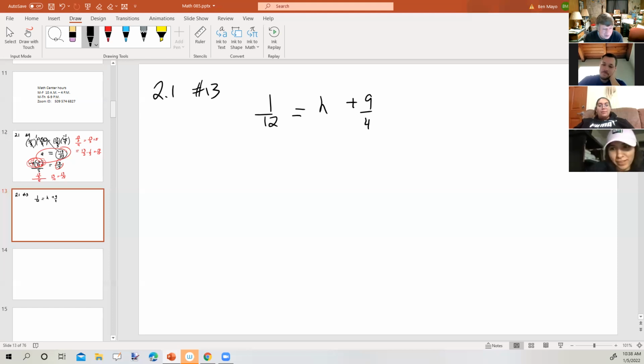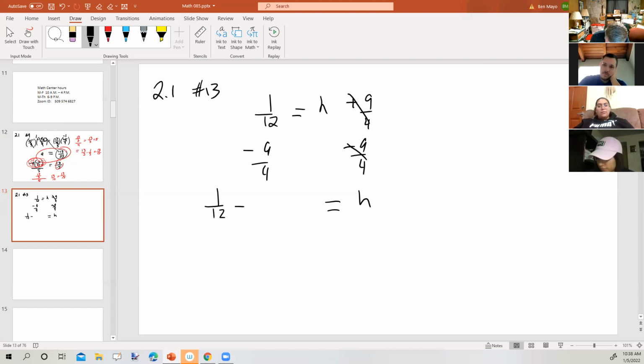Okay, sorry. Anyway, so we're going to use the subtraction property of equality here. We're going to subtract 9/4 from both sides of the equation in order to isolate the variable h. On the left side, I now have 1/12 minus 9/4. But to subtract those two fractions, I need a common denominator. Well, the least common denominator of 12 and 4 is 12. Do you have any questions about how I got that? If you do, I'll be happy to go through it.